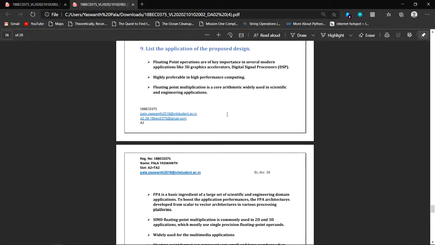And the 9th question is to list the applications of the proposed design. There are many applications. Floating point operations are of key importance in several modern applications like 3D graphics accelerators and digital signal processing. And digital signal processing is a vast subject, so it has many operations directly or indirectly involved. So it has many applications in the real world.